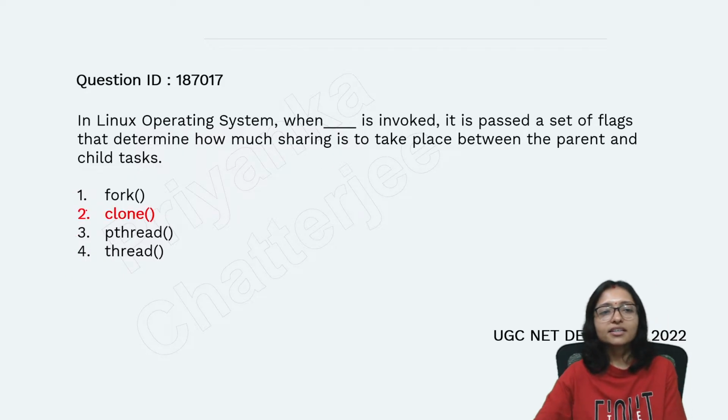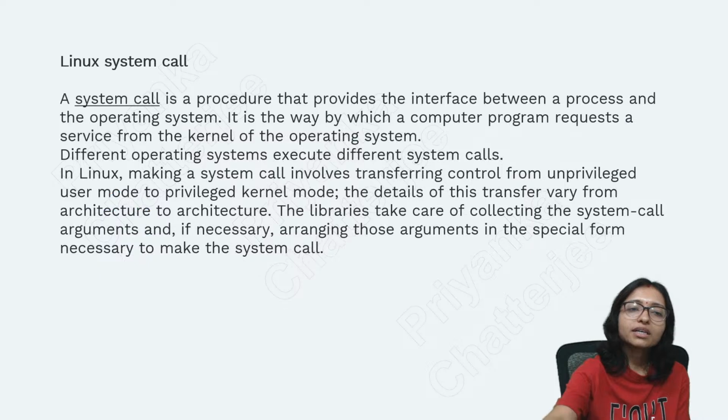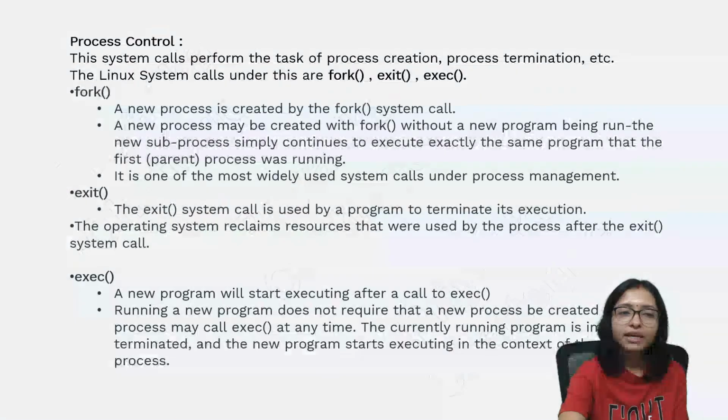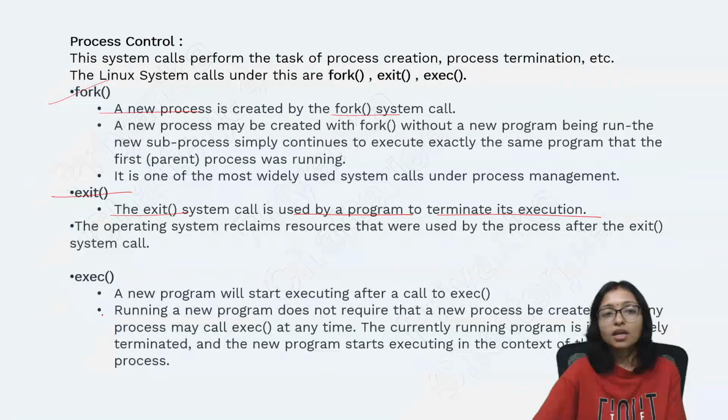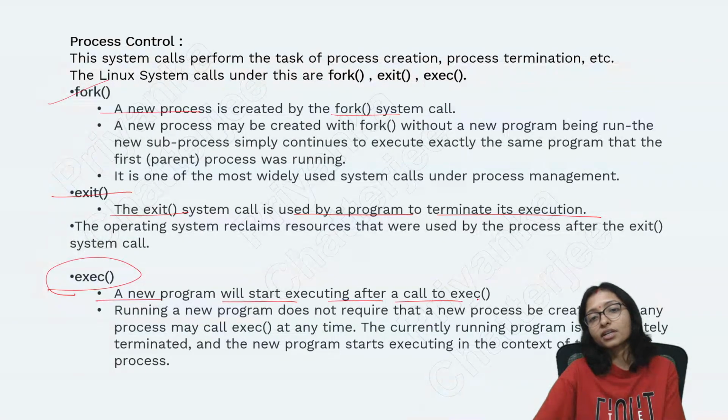Yes, here your answer is clone. Now what are the things for the system call? Here you can see that fork is actually for creating a process. A new process you are creating with fork. Exit is the system call used for the program to terminate its execution. EXEC is execute. The new program will start executing after the call to EXEC, that is execute.